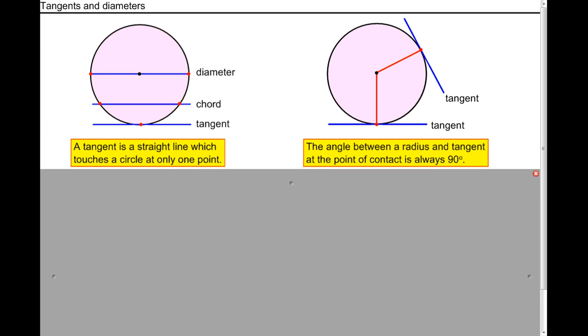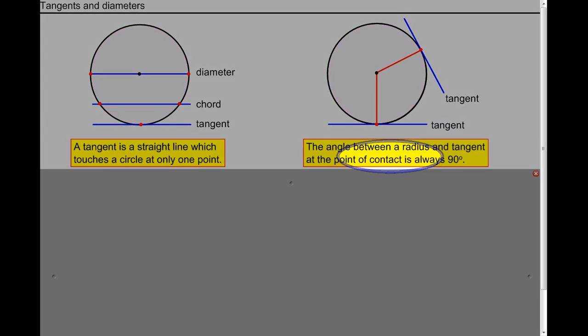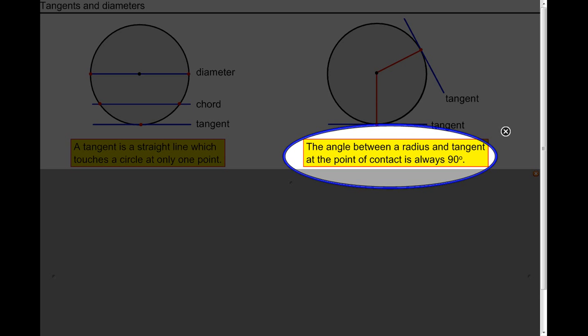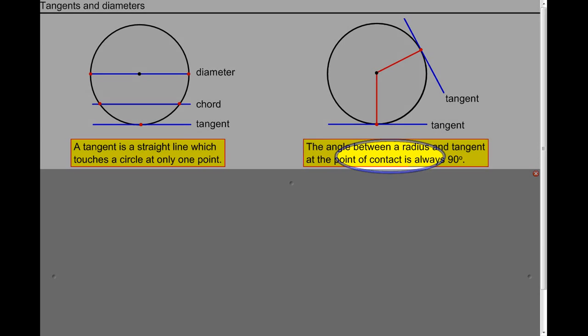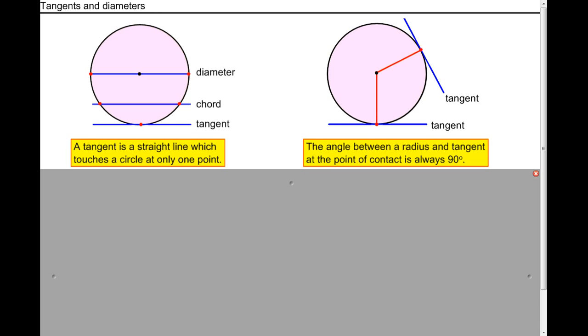Now, wherever I have a radius and a tangent touching, it forms a right angle. So this is what I've said here. The angle between the radius and tangent at the point of contact is always 90 degrees. So, on the diagram on the right here, I've drawn two radii in. Looking at the lowermost one, my radius and my tangent meet at this point here. So I've got a right angle there. So it's worth noting there'll be a right angle at that side as well.